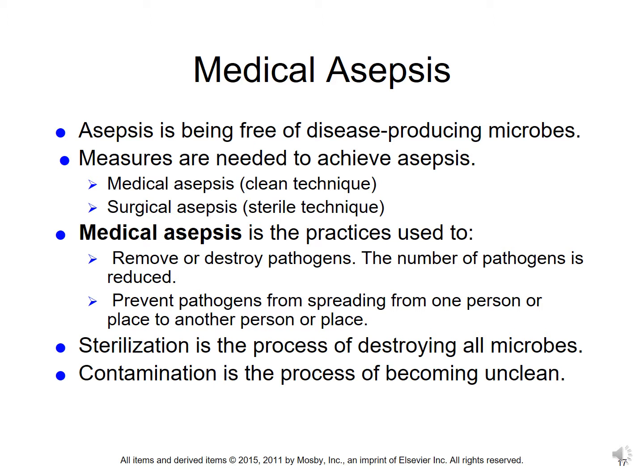Now, sterilization. In contrast, we see the ION. When we see sterilization, that's the process. So when we sterilize, we destroy all microbes. Sterilization is the process of destroying all microbes, and that includes spores. Contamination is the process of becoming clean. So once again, these are vocabulary words.